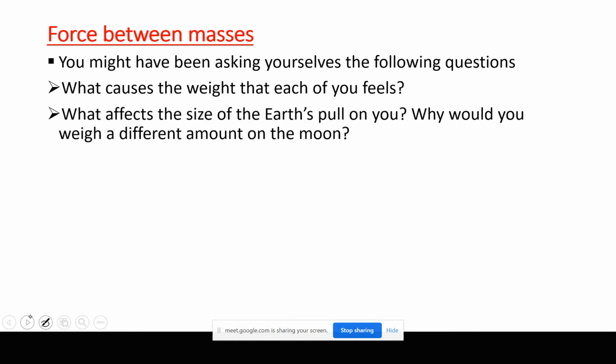Number two, you might also have asked yourself such questions. What affects the size of the Earth's pull on you? Why would you weigh a different amount on the moon?